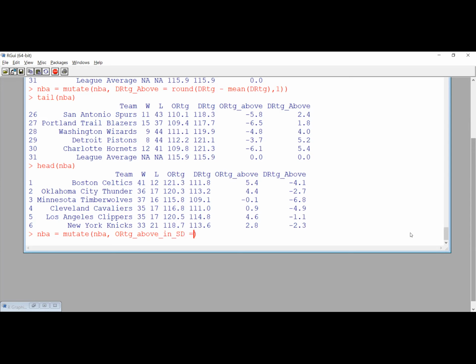And all we have to do now is divide ORTG above by the average standard deviation. You're not going to see what it is if I do this, that's okay. I will want to round it too. So let's just put in SD, lowercase, and I don't need this, SD, and just put in ORTG, not above. I don't want to think about it. So here round and put in a 1 here. Okay.